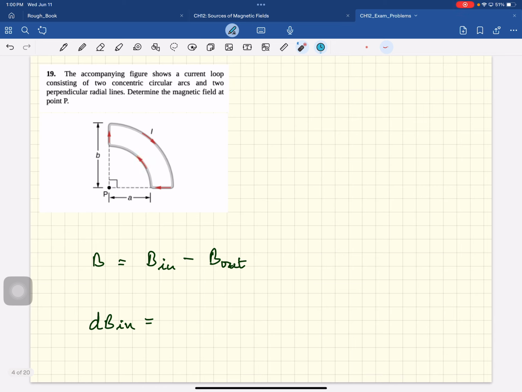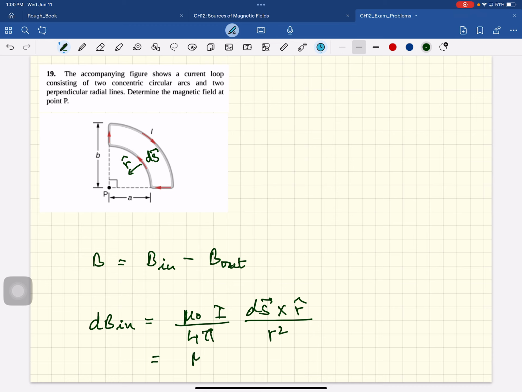Let's say this is ds. There is r hat. dB inner is mu naught I times ds cross r hat, divided by 4 pi, divided by r squared. So dB inner is mu naught I over 4 pi.